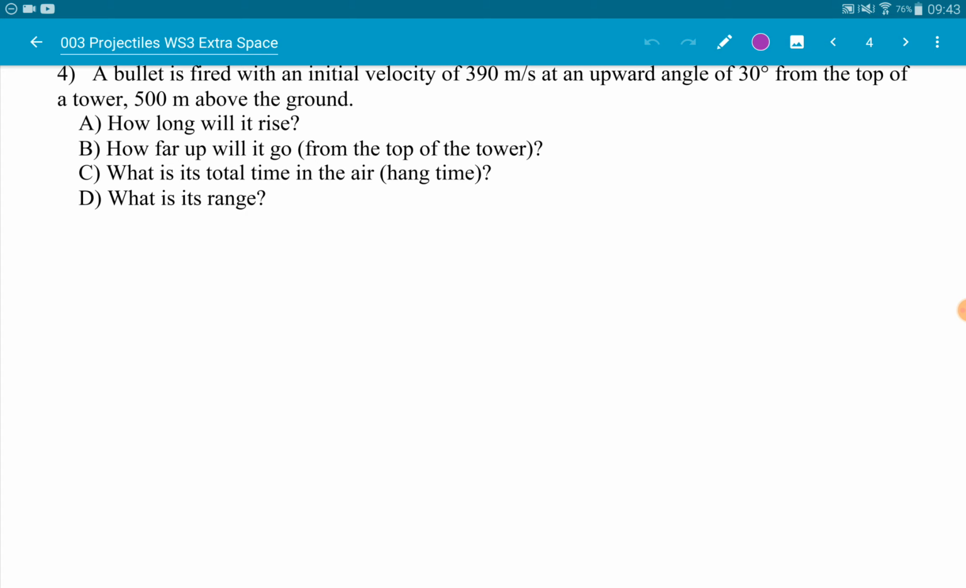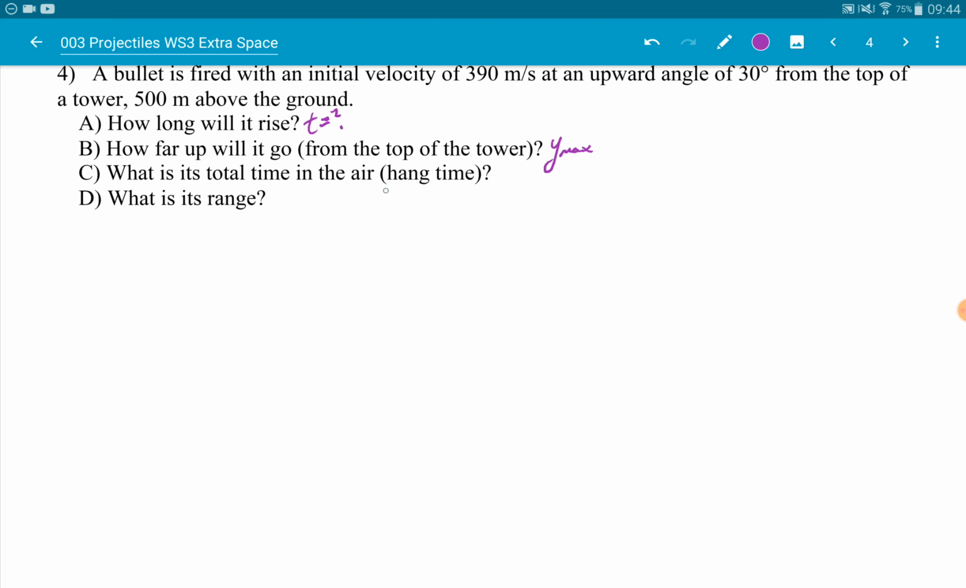How long will it rise? So time, I'll put notes to myself here. Time is question mark. How far up will it go from the top of the tower? So like y max, you might say. What's the total time in the air, or hang time, the flight time?